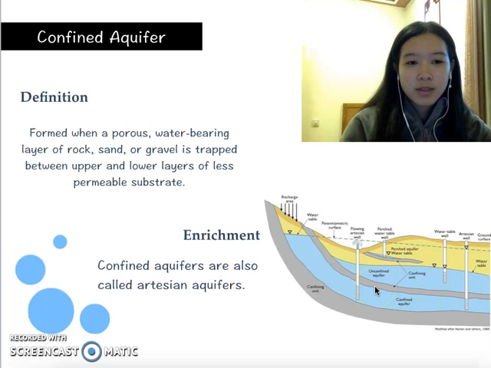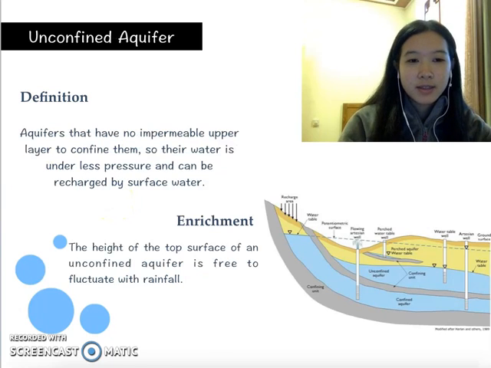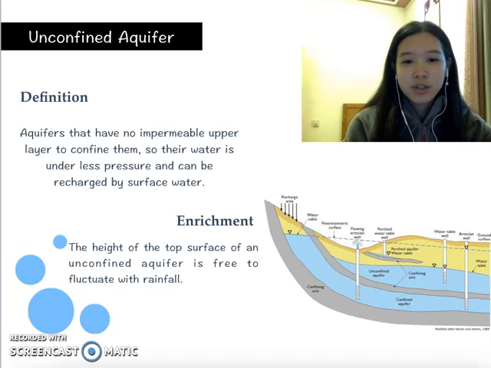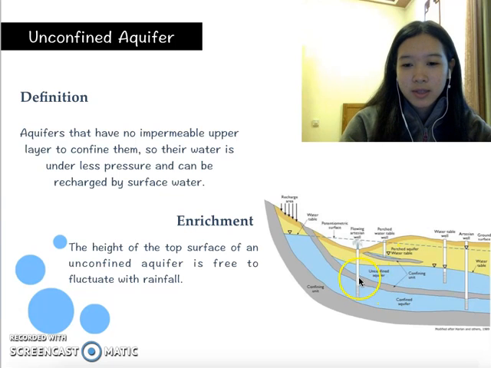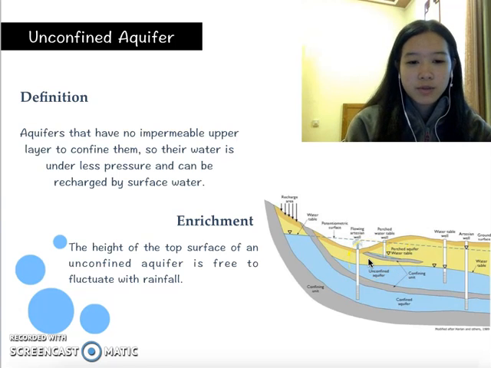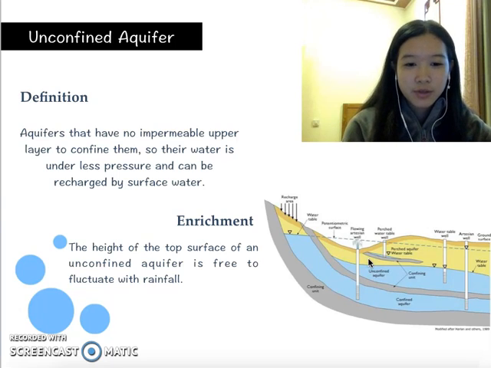So how does a confined aquifer differ from an unconfined aquifer? Now let's look at it. An unconfined aquifer is any aquifer that has no impermeable upper layer to confine it. So its water is under less pressure and can be recharged by surface water. As you can see in this diagram, the unconfined aquifer is here. It has the lower layer, but it doesn't have the upper layer to confine it. So the height of the top surface of an unconfined aquifer is free to fluctuate with rainwater.